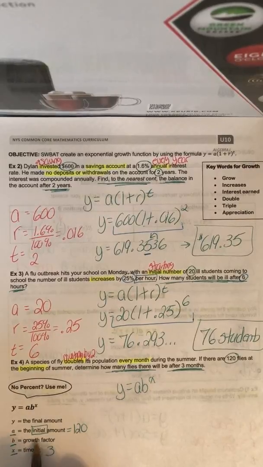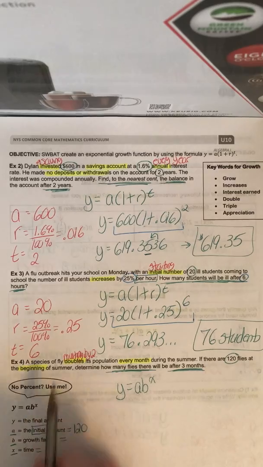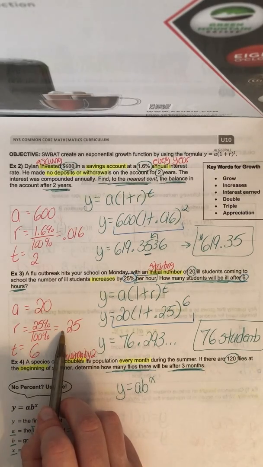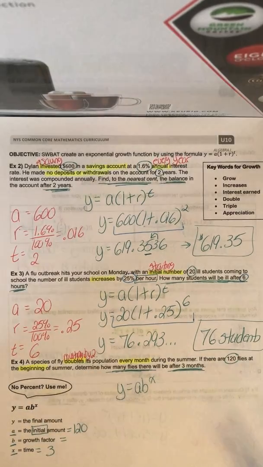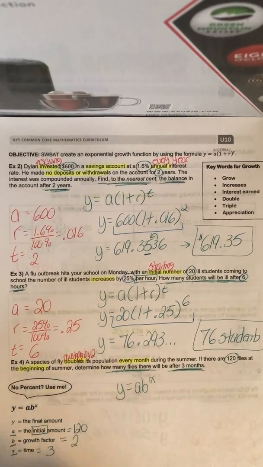This is the only part that's different. Usually we would have to do some work here to get that decimal, but there is no decimal. There's not even a percent. So I'm just going to write the word doubles as being the number 2. And now I'm good to go. I just plug in and solve.